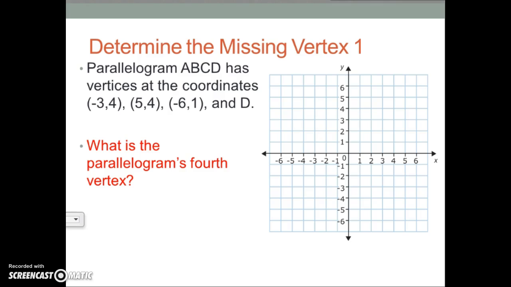So looking at an example, I have the parallelogram, so it's telling us it's a parallelogram. ABCD has vertices at the coordinates (-3, 4), (5, 4), (-6, 1), and point D. So if we plot these points, (-3, 4), and then the point (5, 4), and then the point (-6, 1), we can see that we have the beginnings of a shape of our parallelogram.